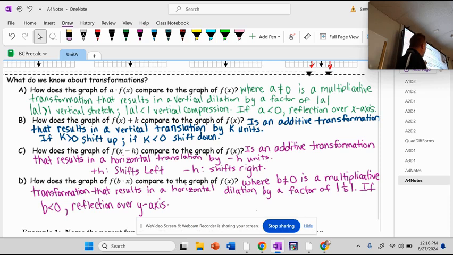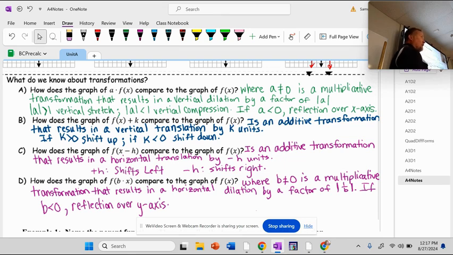Plus K on the outside, that's up or down. If K is positive, up; if K is negative, down. Opposite relationship for right and left. If it was x minus 3, that is 3 to the right. If it was x plus 2, that's 2 to the left. Those are opposite as far as signs are concerned. So that's denoted in the writing.